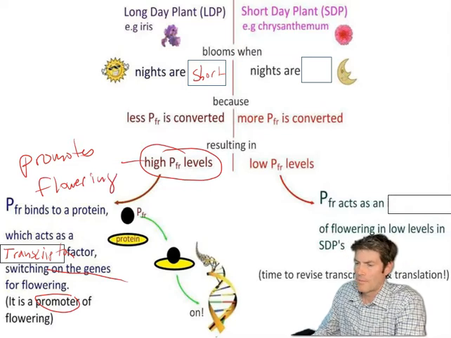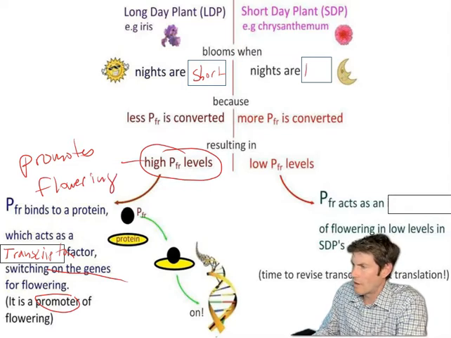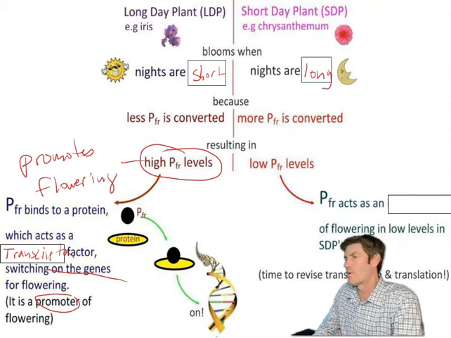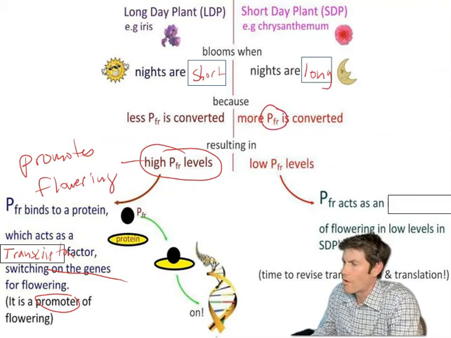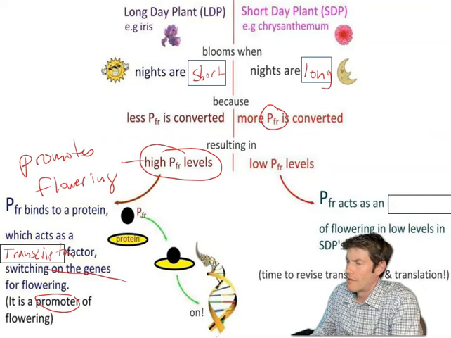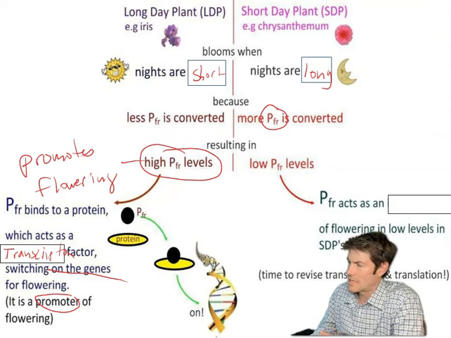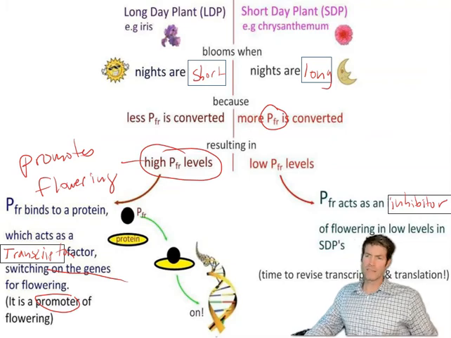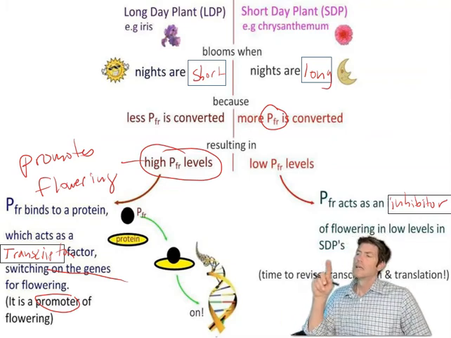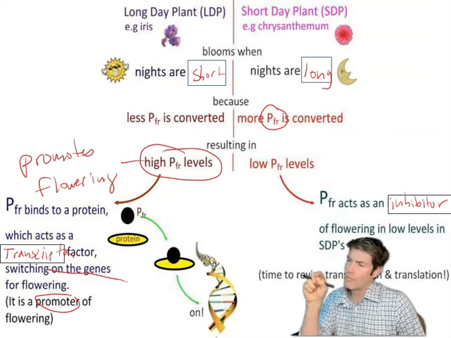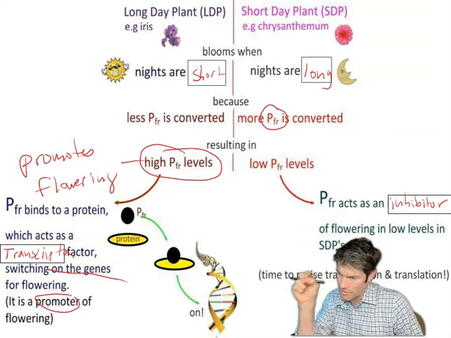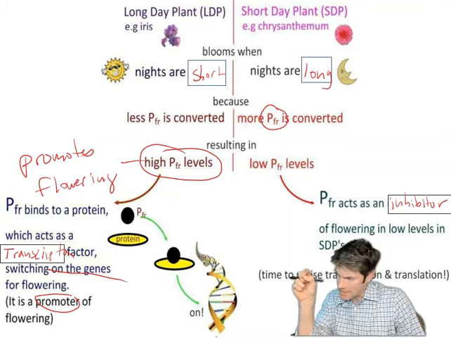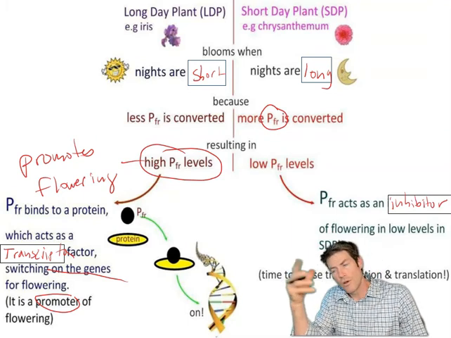If we go to the other side, nights are long with our short day plants, a short day, long nights. So more PFR is converted. So when these PFR levels get low enough, it'll start to bloom. So in this case, PFR acts as an inhibitor. So the plant needs low levels of that. So it's acting in two different ways in two different plants. The same molecule in long day promotes the flowering, but in short day plants, it inhibits the flowering. So you don't want much of it.